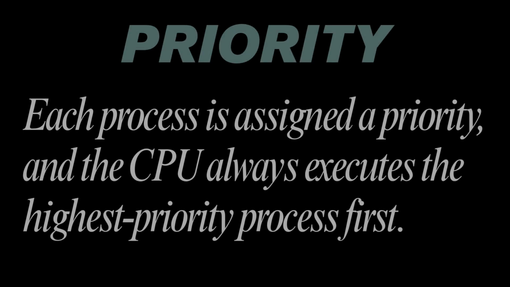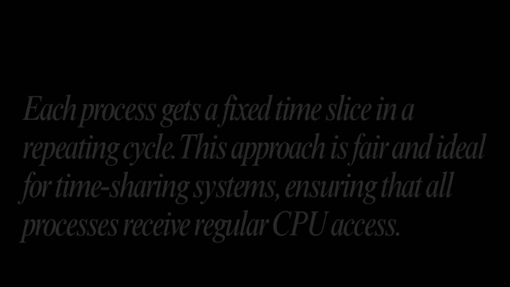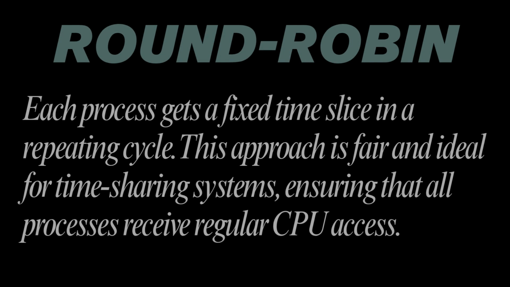Now, moving on to priority scheduling. Each process is given a priority, and the CPU runs the one with the highest priority first. It can be preemptive or non-preemptive, but sometimes lower priority processes have to wait longer. Finally, we have round robin scheduling. Here, each process gets a fixed time slice called a quantum. After its turn, it moves to the end of the queue. This makes the system fair and responsive, especially in a time-sharing environment.